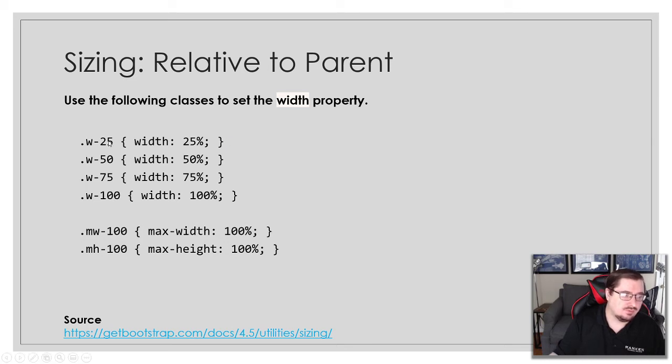Most of the time, for the 25, 50, and 75%, we'll use Flexbox and the Flexbox properties instead of using those classes. So these aren't all that frequently used, but they can come up sometimes. The one you see most often, though, is w-100. Also, we can configure the max width and the max height using these two classes here. So mw-100 sets the max width to 100%. mh-100 sets the max height to 100%. So you can use those quickly to set percentage widths and heights.